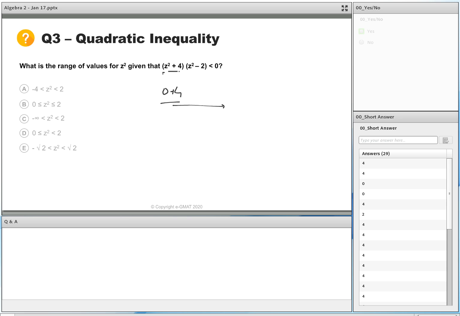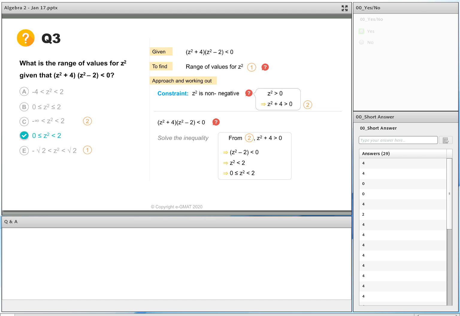Something that's very, very essential for this question and for all GMAT quant, it's very important. Now, what do we have in this question? We need to find the range of values of z square given this inequality. In this inequality, we have a positive number and then another number over here. I cannot comment on z square minus 2 because it may be positive, it may be negative.